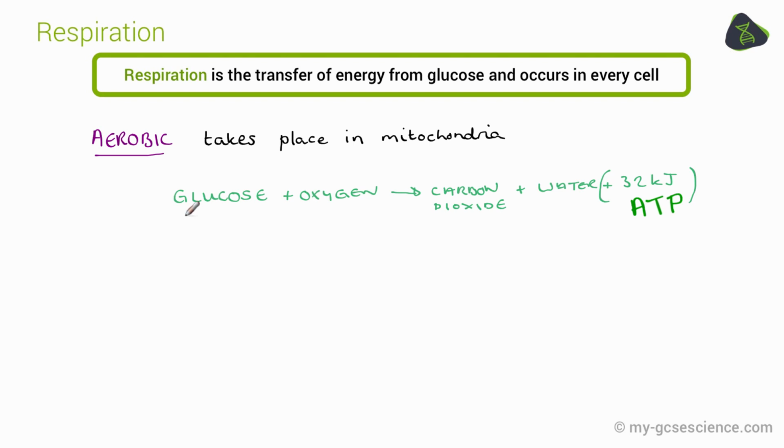You need to know this word equation, but you may also need to be able to recognise the symbol equation. So the formula for glucose is C6H12O6, the formula for oxygen is O2, CO2 for carbon dioxide, and H2O for water. Some of you, if you're doing more advanced exam questions, might have to balance this equation. As it stands, it's not balanced.